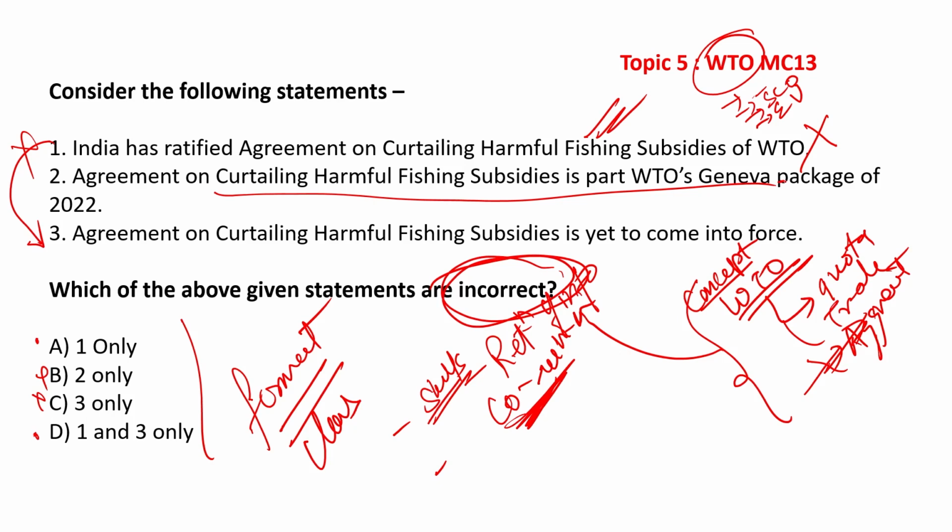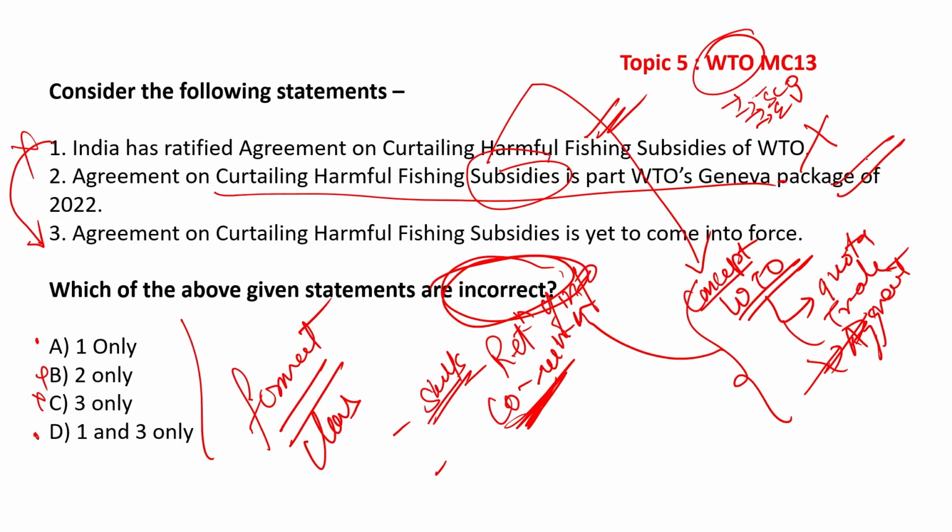Agreement on curtailing harmful fishing subsidies is part of WTO's Geneva package of 2022. No, this statement is correct, I beg your pardon. This thing came up recently as part of the Geneva package on curtailing harmful fishing subsidies. Remember, with regards to subsidies, India is very touchy about these issues. So this statement is correct.